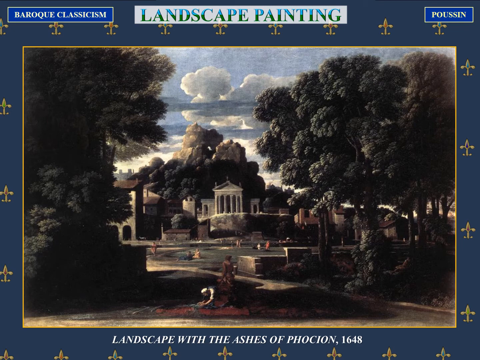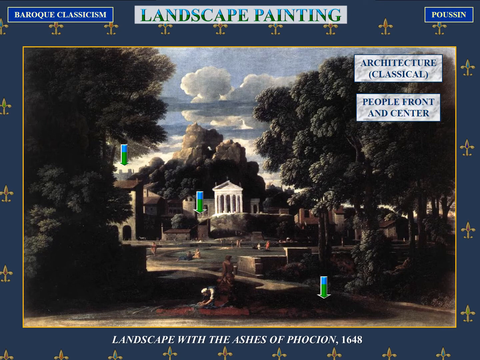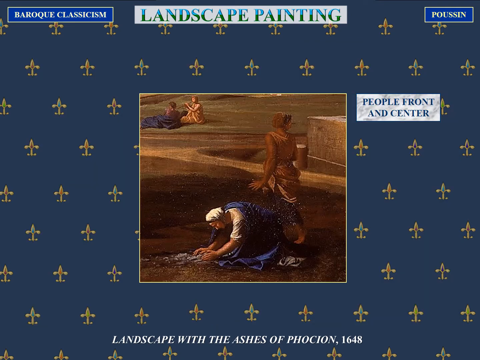It's a passage from classical literature, Landscape with the Ashes of Phocion. Phocion was a Greek general, so the subject is historical, but look at the composition. You have a foreground, a midground, and a background, and they're clearly divided. You have architecture, and indeed it's classical in this case, and front and center, you have people. You have the widow of Phocion burying his ashes along with a servant.